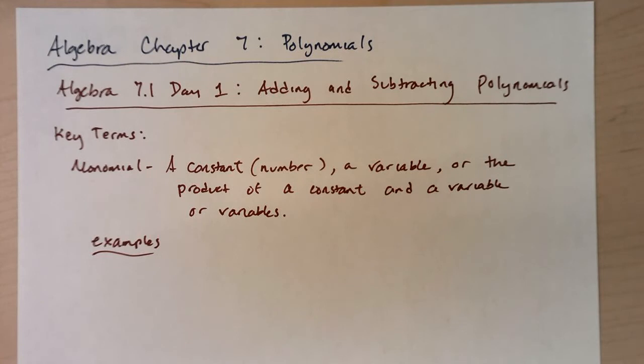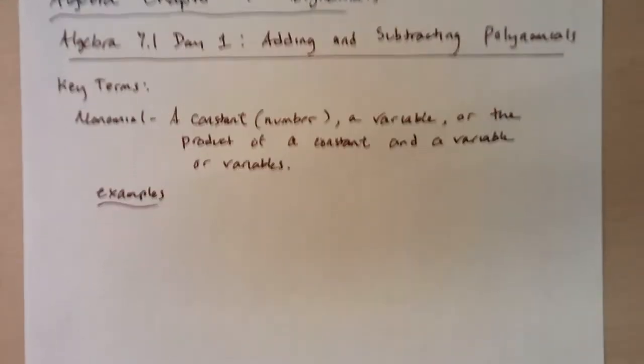So a monomial, the prefix here is mono, meaning one. A monomial could either be a constant, which is just a number, could be a variable, or it could be the product, which means multiplication, of a constant and either a variable or variables. So we'll take a look at quite a few examples of what a monomial can be.